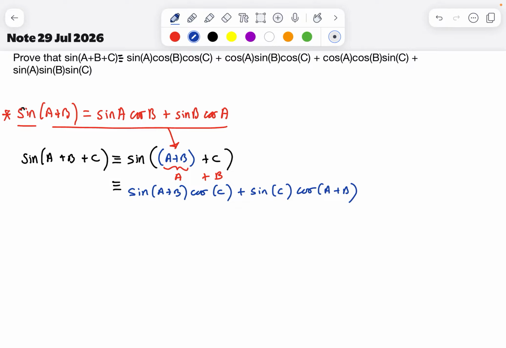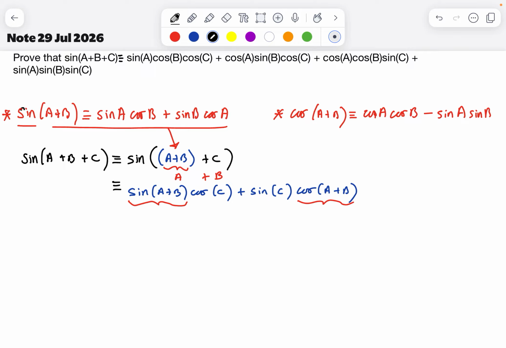So now I'm going to rewrite here. I've got sine of A plus B, but I also need cos of A plus B. So again, cos of A plus B, we know from the addition formula, is cosine A times cosine B minus, because the sign is reversed, sine A sine B. And now I'm going to use those two identities to replace these two.